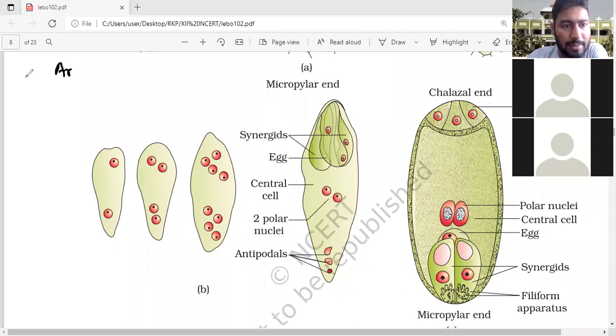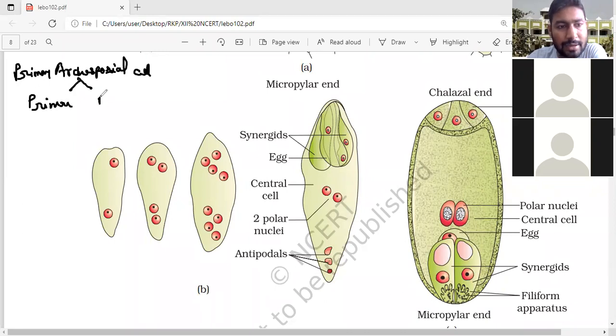I told you about the primary archesporial cell. The archesporial cell will divide into two, forming the primary parietal cells and the sporogenous cells. The primary parietal cells go on to form the parietal layers, and the sporogenous cells form the MMC, the megaspore mother cells. Megaspore mother cells undergo meiotic division.